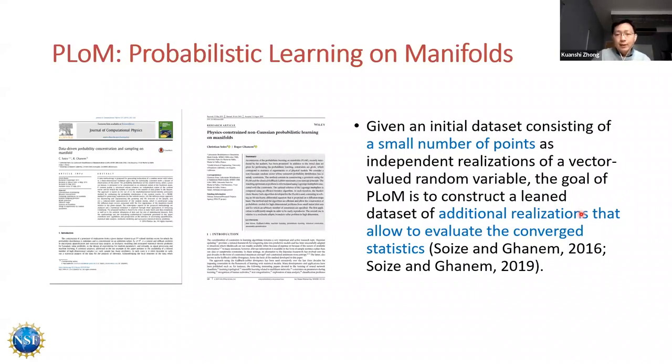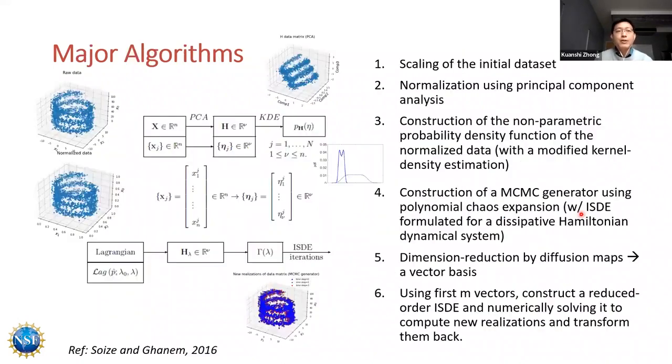These two papers well document the methodology, and we follow this method to create our backend analysis script to implement it. And here is a quick picture of the major algorithms involved in PLoM. There are 6 key steps.